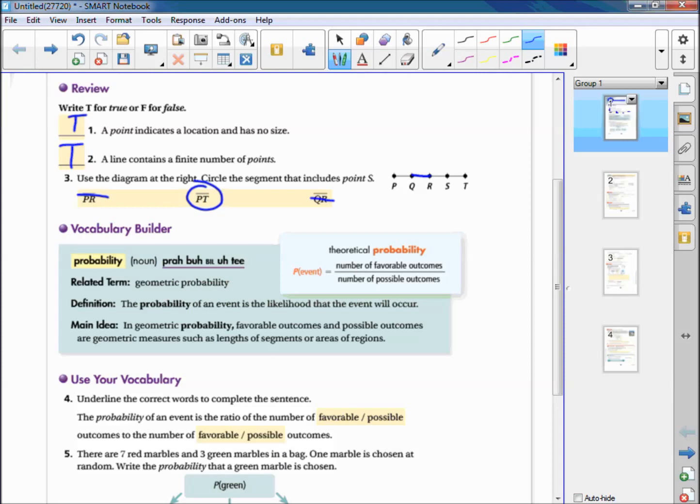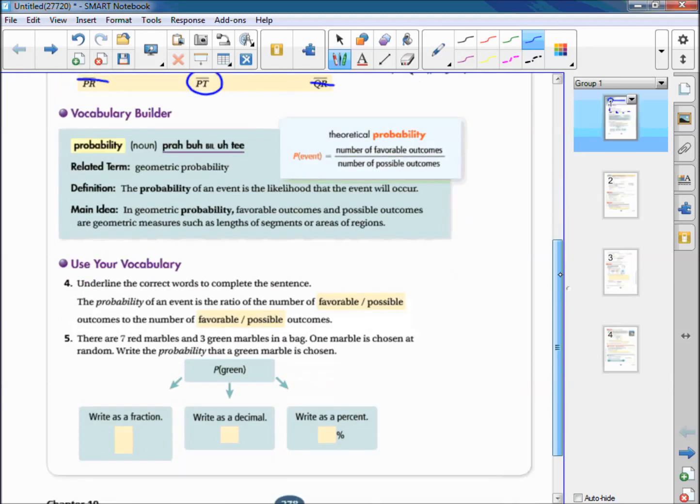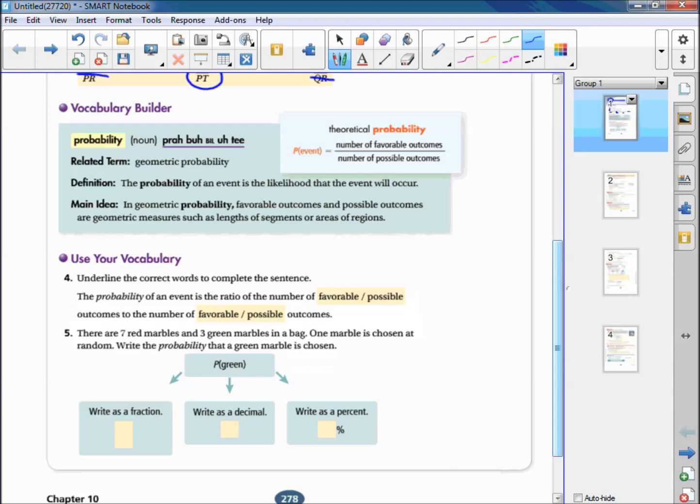Vocabulary builder: probability, related term, geometric probability. The definition of probability is the likelihood that an event will occur. Our main idea in geometric probability is that the favorable outcomes and possible outcomes are geometric measures such as lengths of segments or areas of regions. So remember our theoretical probability: the probability of an event is the number of favorable outcomes divided by the number of possible outcomes.